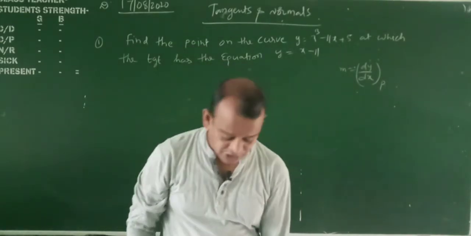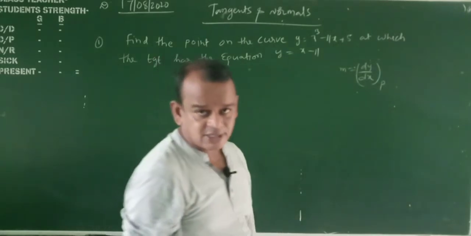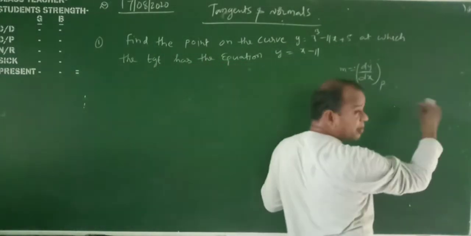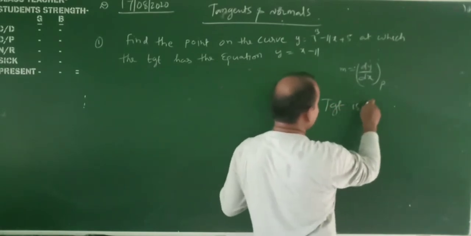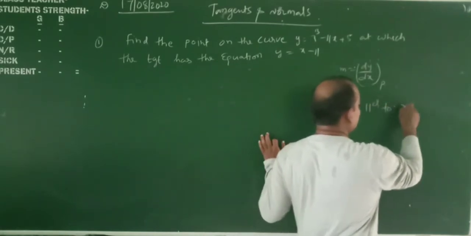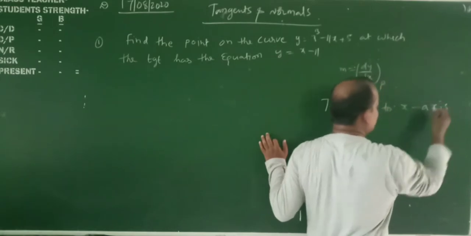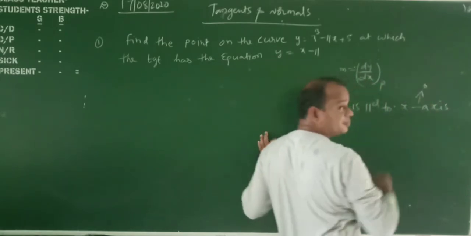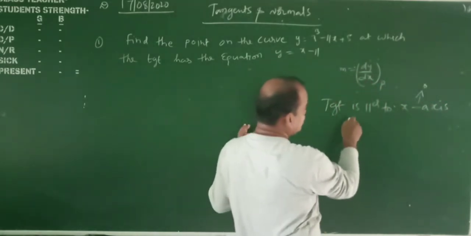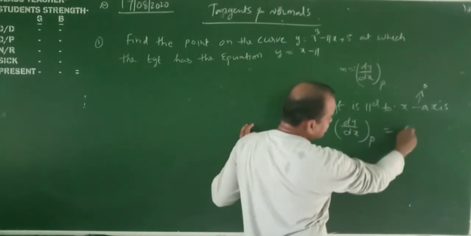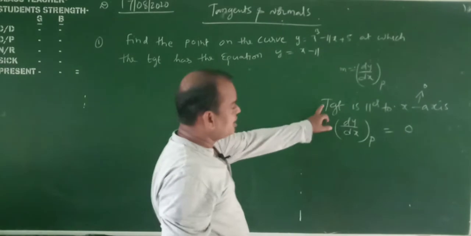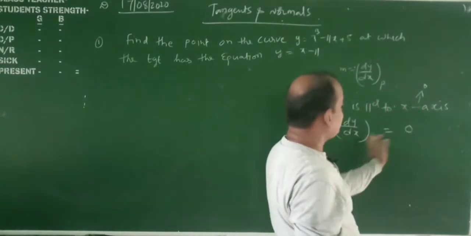Suppose the tangent is parallel to the x axis. What is the slope of the x axis? 0. So dy by dx at P is equal to 0. The slope of the tangent and the slope of the x axis must be equal.